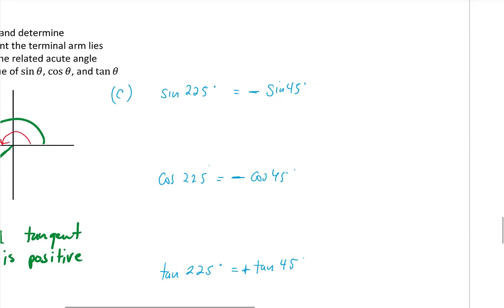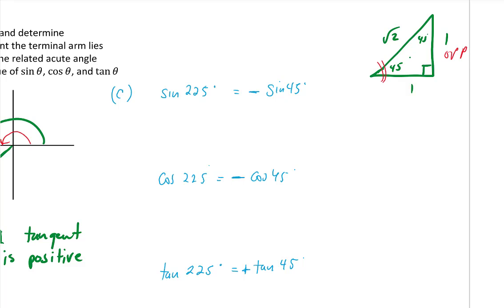Notice now we're dealing with 45 degrees. So without a calculator, we need to use a special triangle. That's the 1, 1, root 2 triangle, which has 45 degrees in it. So here's our angle of focus. This side is opposite, this side adjacent, and this side hypotenuse.